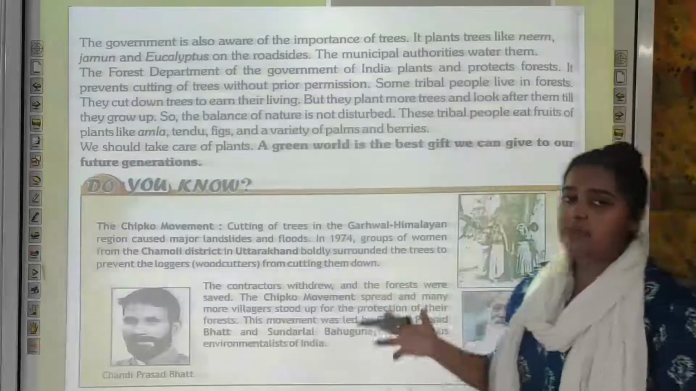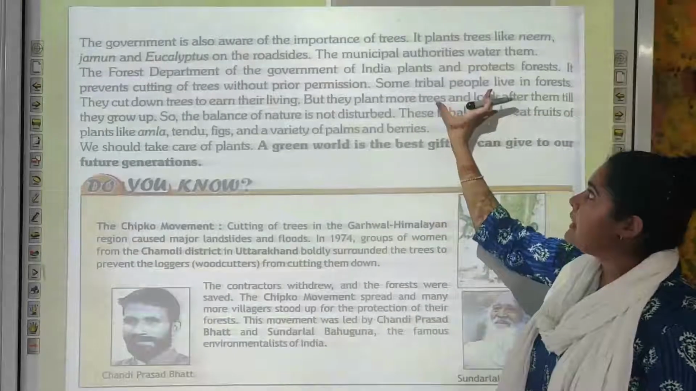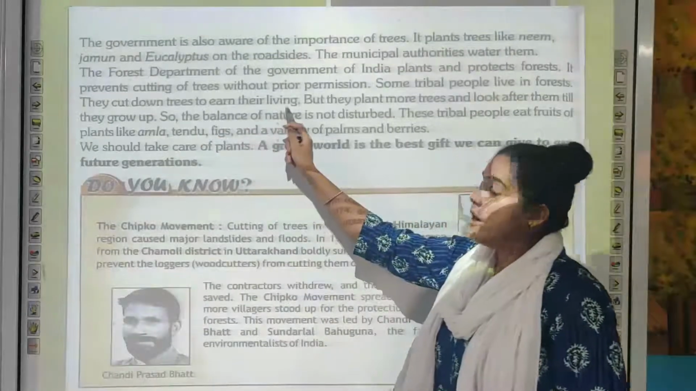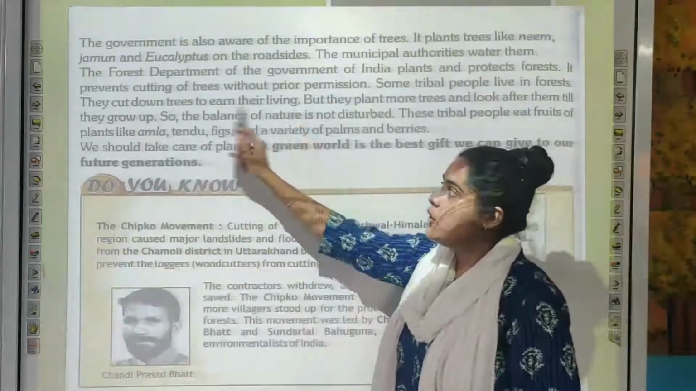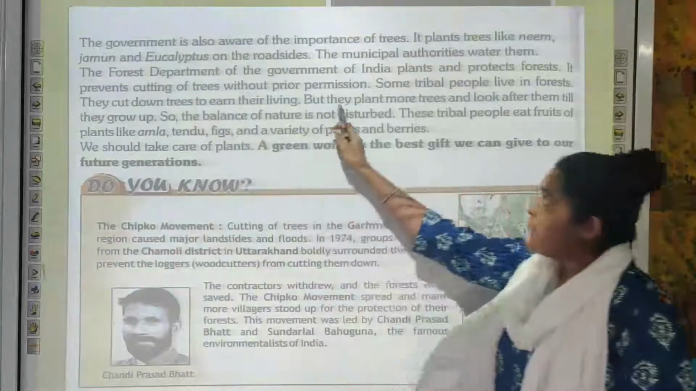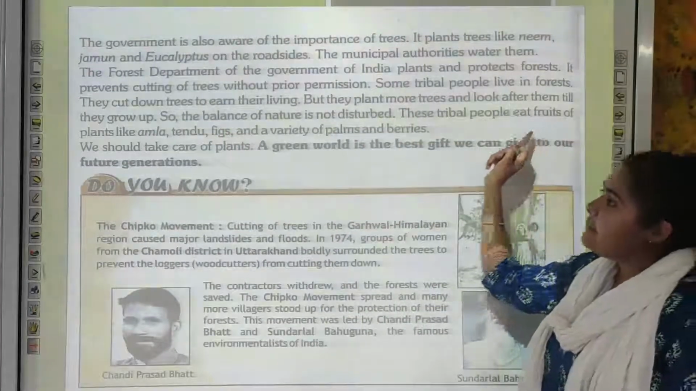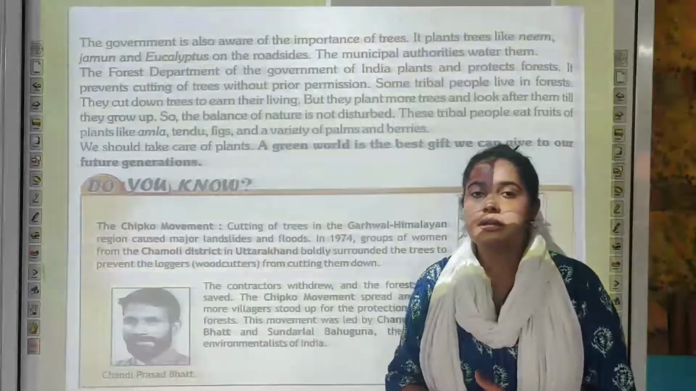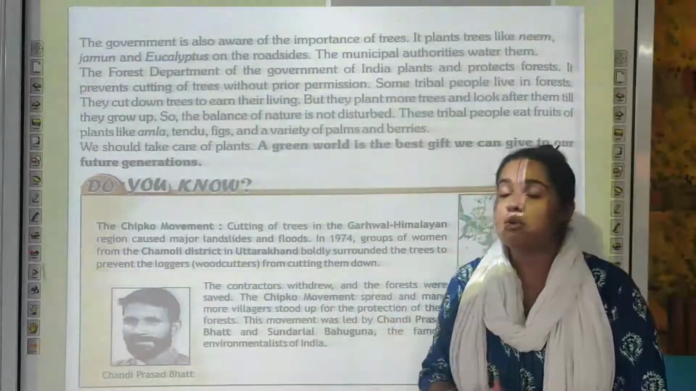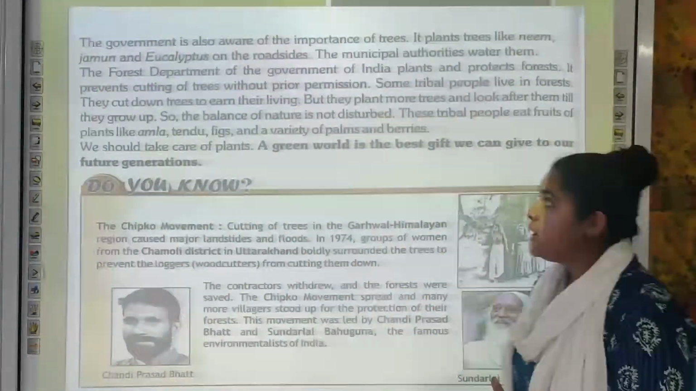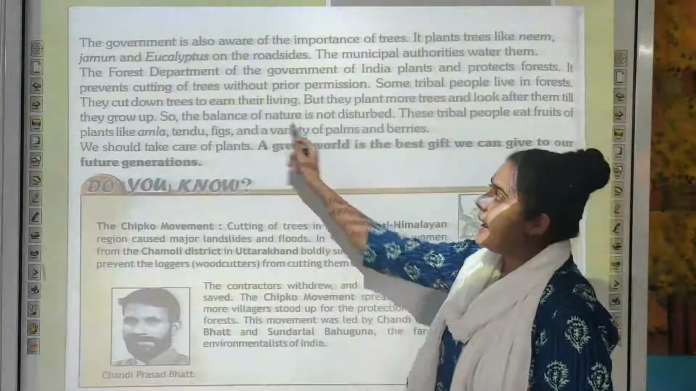There are certain people who still live in the forest. Those people are called tribal people. They cut down trees to earn their living. They use those forests by cutting them, but they also plant more trees and look after them until they grow up. So they are doing it in a balanced way. If they use those trees for their living, they also plant and care for more and more trees there. So there is a balance in nature.